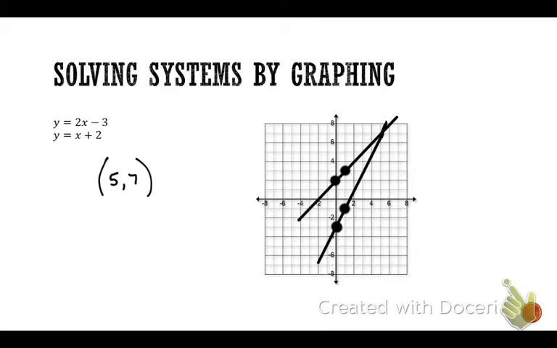The lines cross. So if something crosses, what do I call that? It starts with an I. I call it intersecting, okay? So the solution to a system of equations is the point of intersection, where the lines cross, okay?